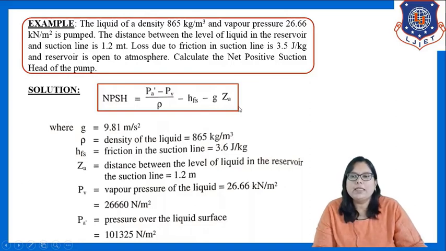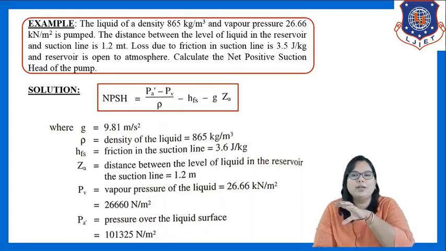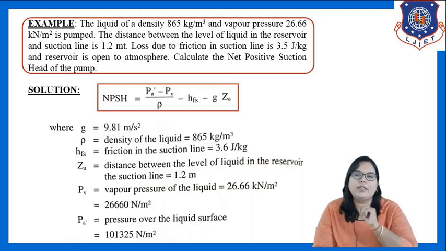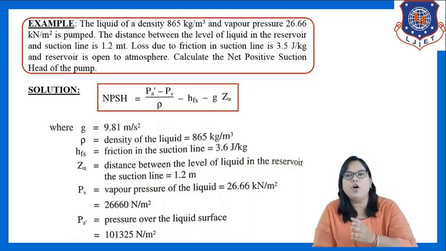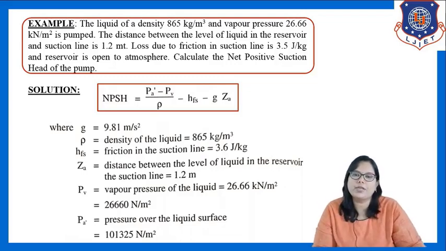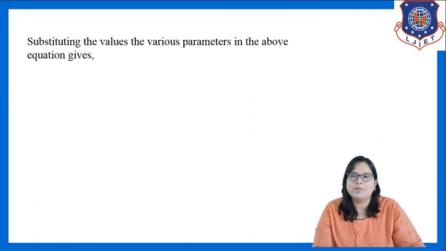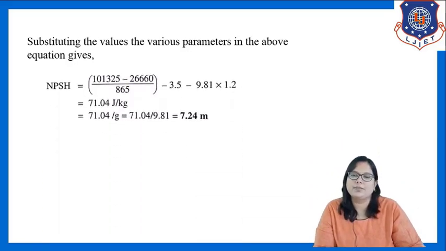Now if you see, in this equation we have all the values. We have the value of PA dash, PV, rho, HFS, g and ZA. So by using this equation, we can now easily calculate the value of net positive suction head. We just have to put all the given data in the equation. So let us solve this. Now substituting the values of various parameters in the above equation.